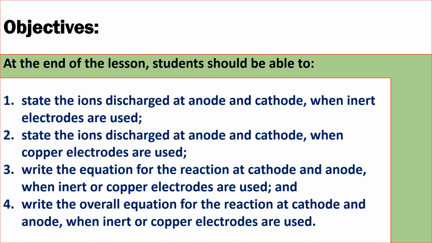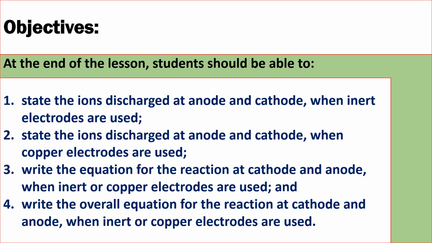1. At the end of today's lesson, all the students should be able to state the ions discharged at the anode and at the cathode when inert electrodes are used in the electrolysis of copper(II) tetraoxosulfate(VI). The second objective is that all of you should be able to state the ions discharged at the anode and at the cathode when copper electrodes are used for the electrolysis of copper(II) tetraoxosulfate(VI).